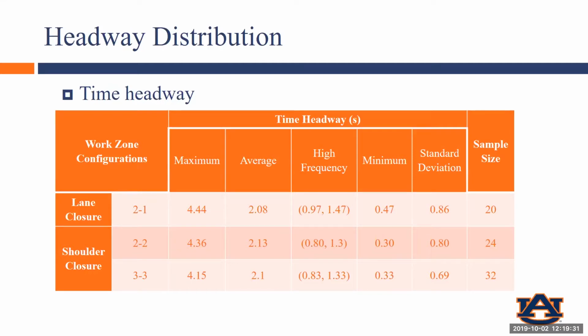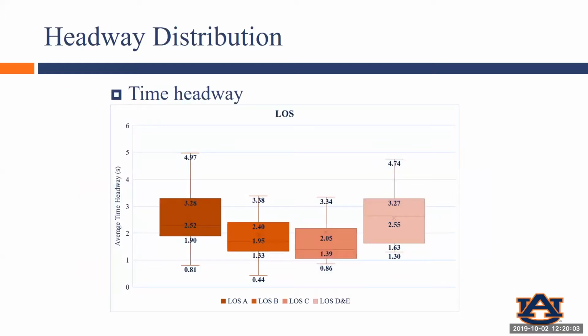For time headway, as you can see, for the work zone configurations, 2 to 1 and the shoulder closure 2 to 2 and 3 to 3, the average time headway is about 2 point something seconds. The minimum is 0.3 to 0.47, and there is the standard deviation and the sample size. That is what we got based on the NDS data we use.